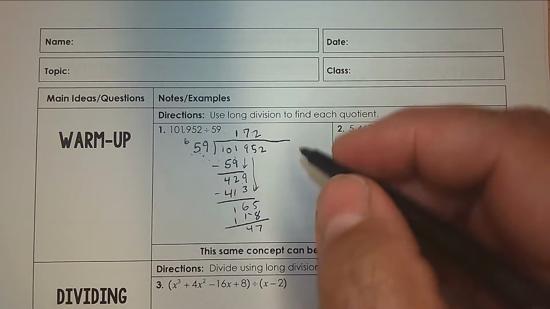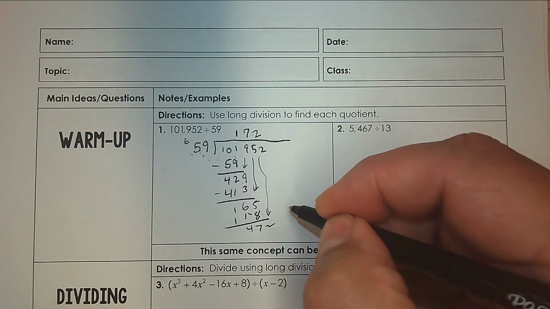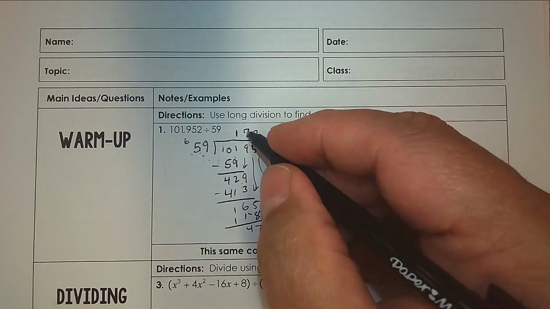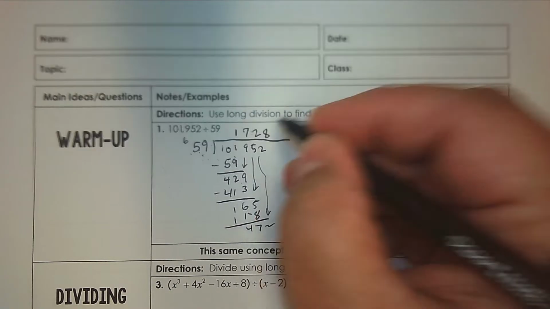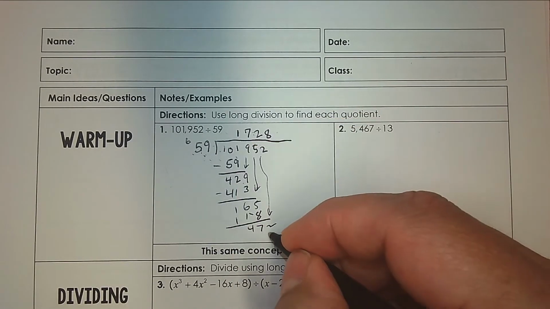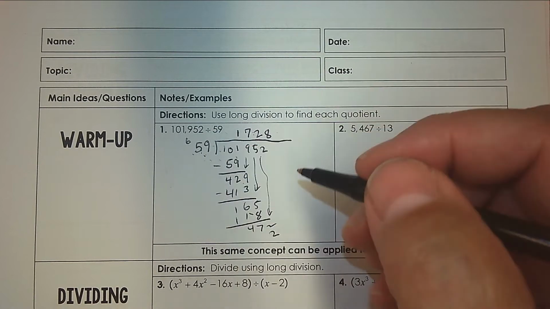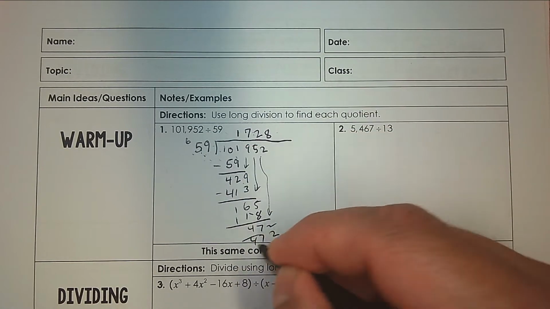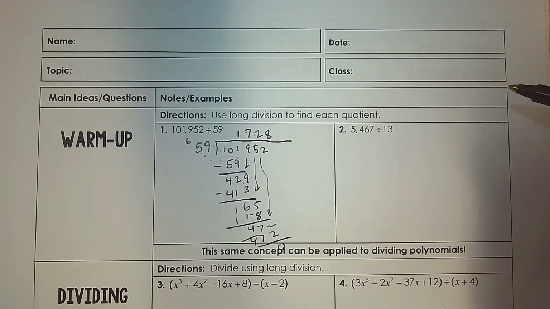47. Bring down the 2. Again, how many times? 7, right? Like before, or is it 8? I think it goes up to 8. So that's 2 and 40 and the 7 more. Oh, it goes in evenly. There you go. 1,721. No remainder.